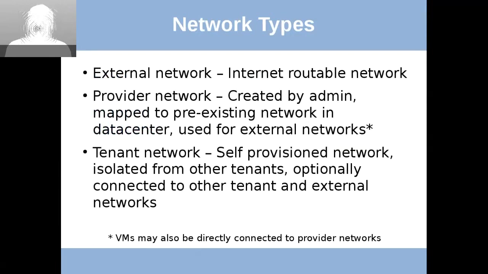So we talked about a network briefly. It turns out there's different types of networks. I guess the first and simplest type of network would be an external network. An external network is a real network that's reachable or routable from the internet. We model external networks in Neutron via something called a provider network. A provider network has two main use cases. We'll talk about that in a second.